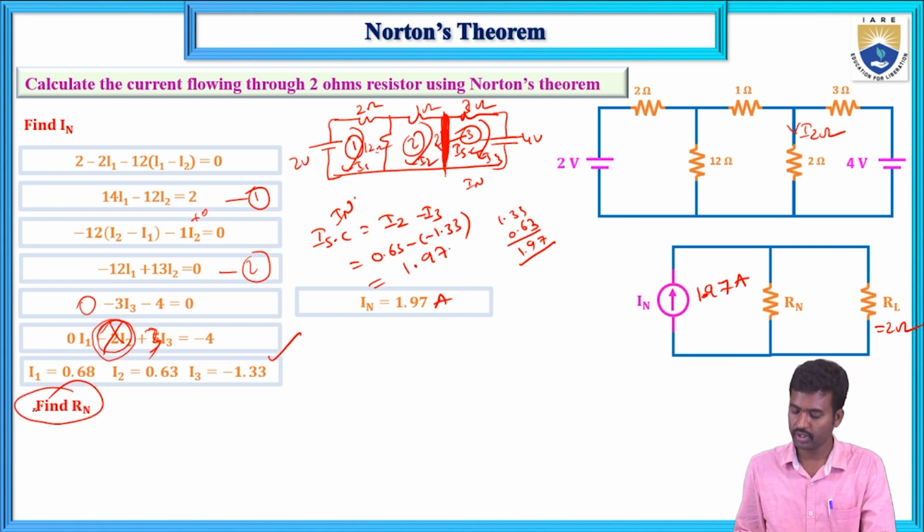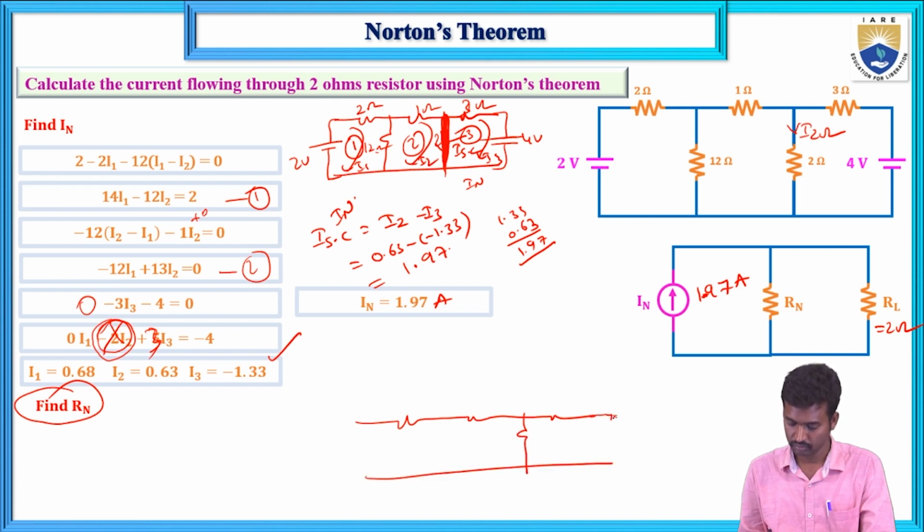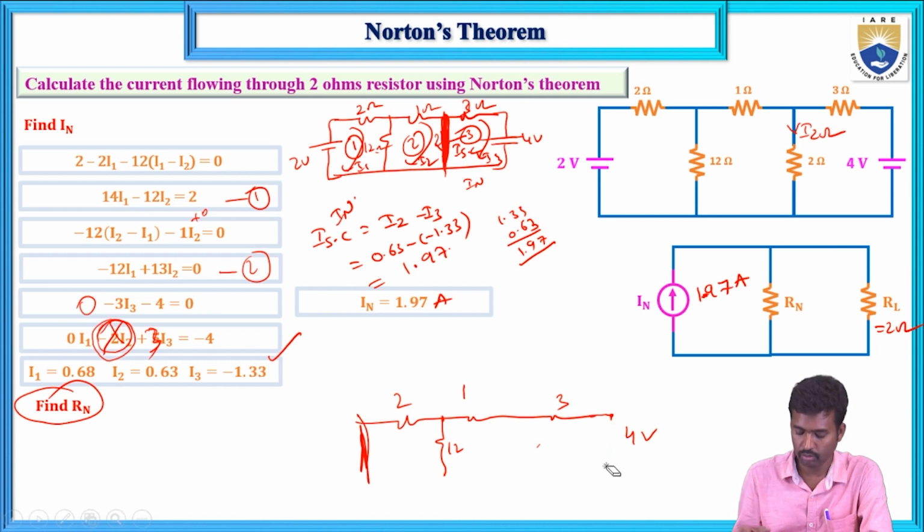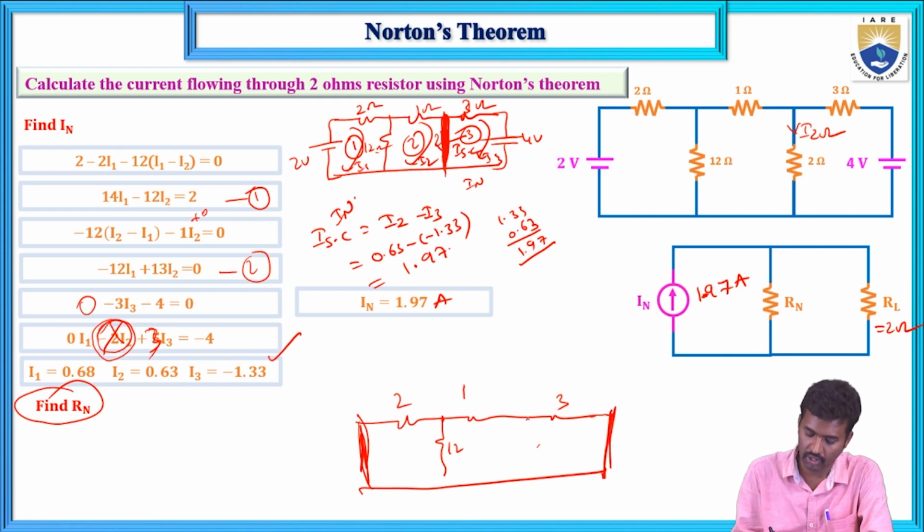So RN is found the same way: remove the load resistance from the given circuit. First I will draw the circuit. 2 ohms, 12 ohms, 1 ohm and 3 ohms, and 2 volts and 4 volts. This 2 ohms is the load resistance. Remove this load resistance, replace voltage sources by short circuits and current sources by open circuits, and the equivalent resistance is known as RN.